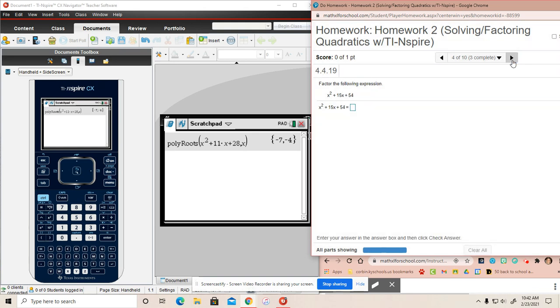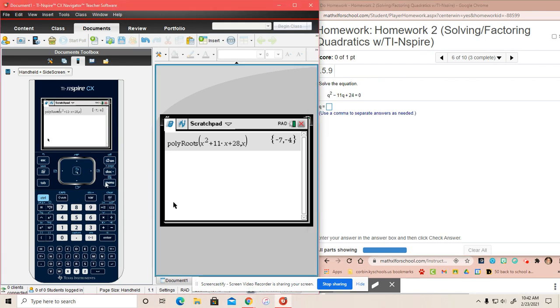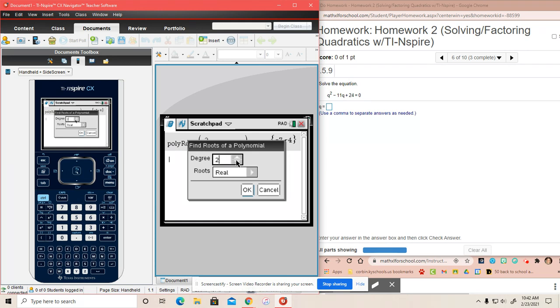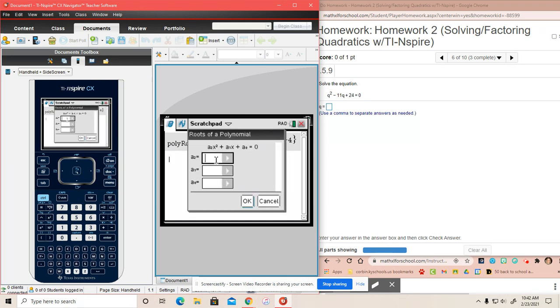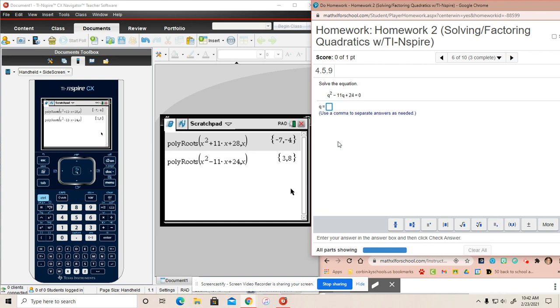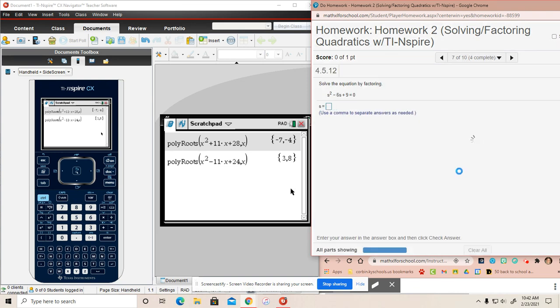Now we can do the same thing to solve. So let me go over here to one that asks us to solve. I'm going to go back through these steps again. You hit Menu, Algebra, Polynomial Tools. Our degree is 2. We're looking for our real solutions. Our first coefficient is 1, our second one is negative 11, and then our constant is 24. You hit enter, and we have 3, 8. So this one just wants the solution, so we're just going to do 3, 8. And there you go. So that's how you can solve and factor quadratics in the calculator.